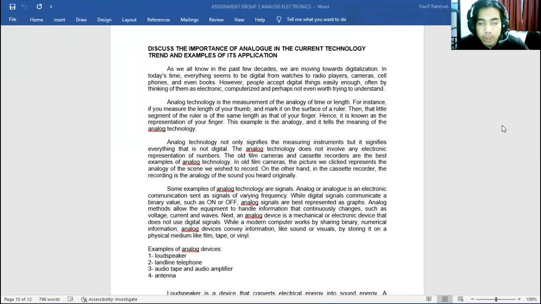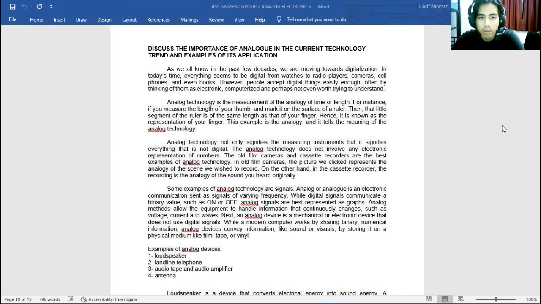Okay, so now I'm going to talk about the importance of analog in the current technology trend and an example of its application. As we all know, in the past few decades, we are moving towards digitalization. In today's time, everything seems to be digital, from watches to radio players, cameras, cell phones, and even books. However, people accept digital things easily enough, often by thinking of them as electronic, computerized, and perhaps not even worth trying to understand. Analog technology is the measurement of the analogy of time or length.